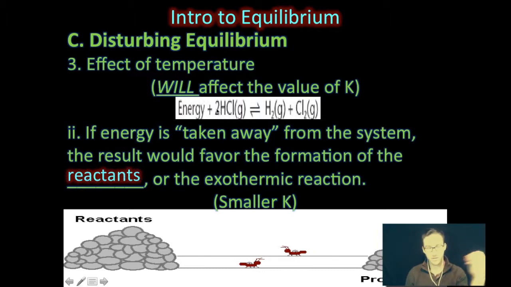We pull this out, the formation of the reactants is going to be favored. And again, because we're making more reactants, smaller K value there.